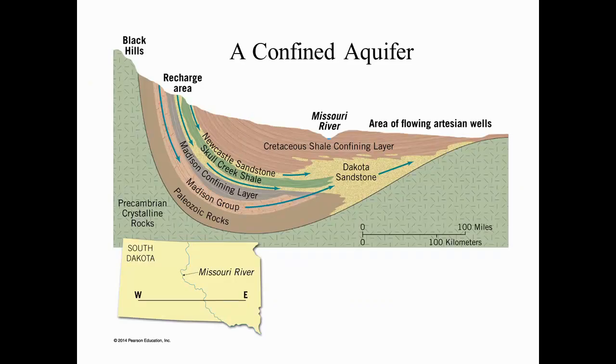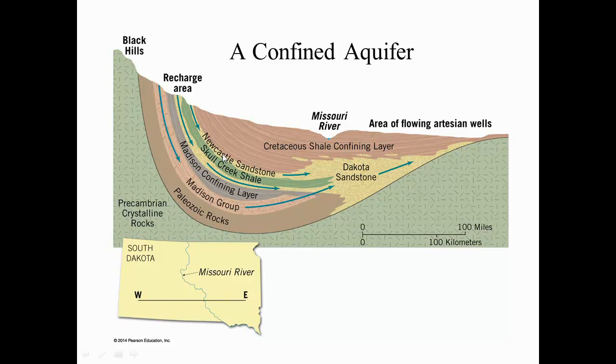Here's another example of a confined aquifer. This occurs just along the line of profile we see in that cross section. It begins at the base of the Black Hills in South Dakota and extends eastward across the Missouri River. We can see in the cross section the location of the Missouri River halfway across. But here, the recharge area in this case occurs at the foothills of the Black Hills to the west.